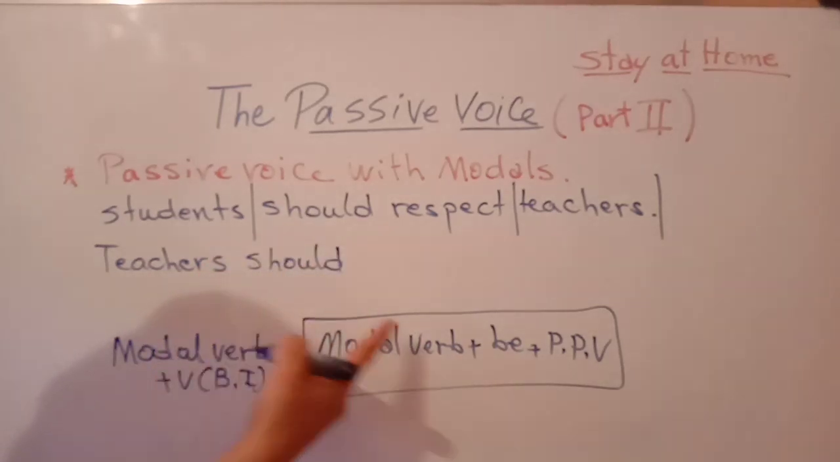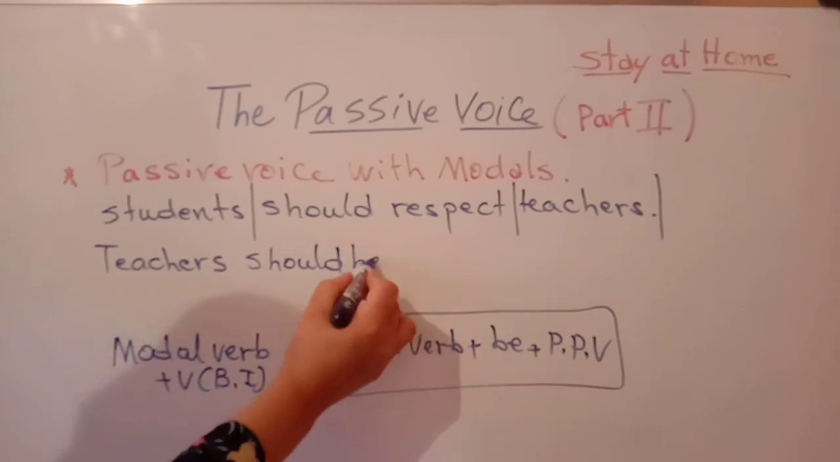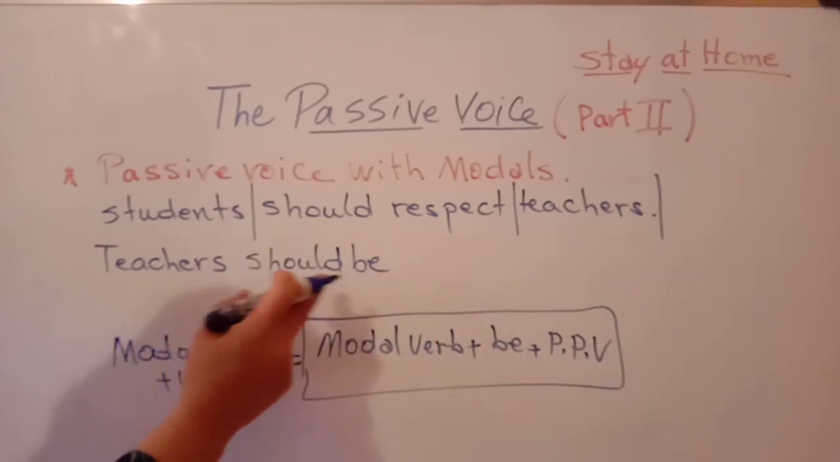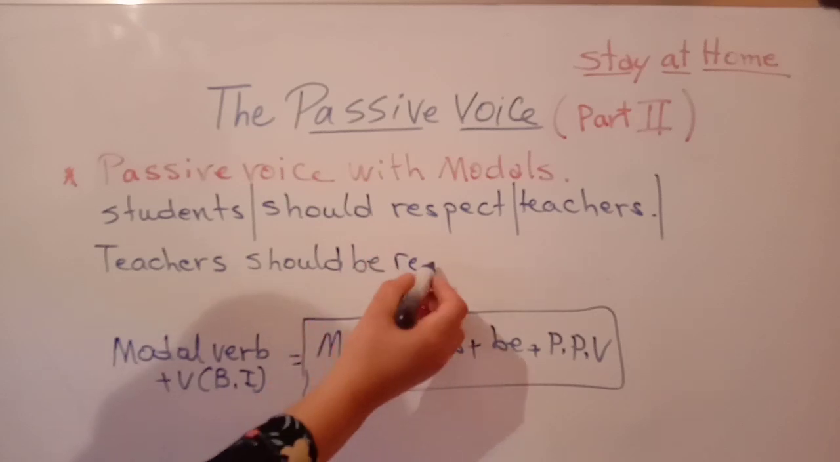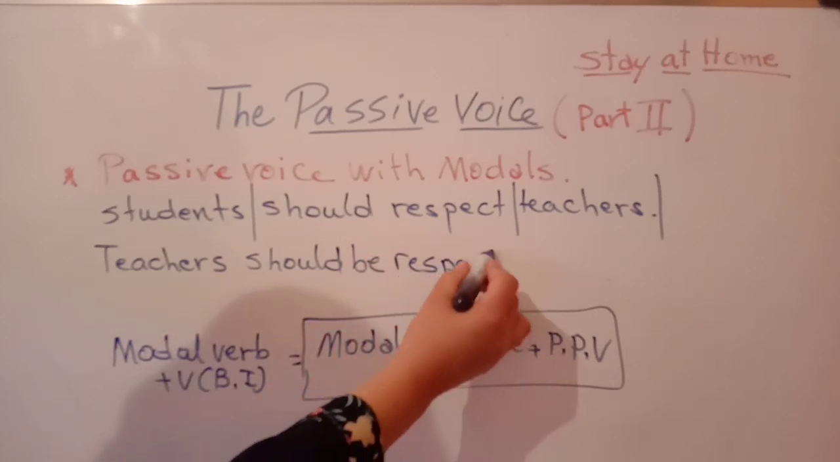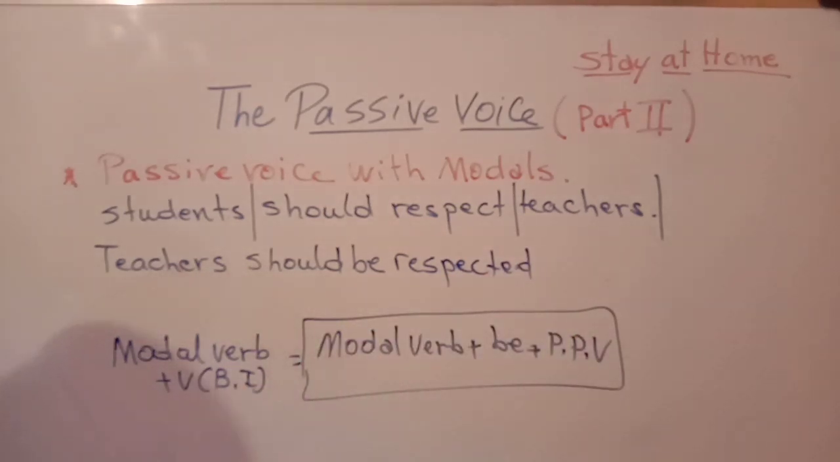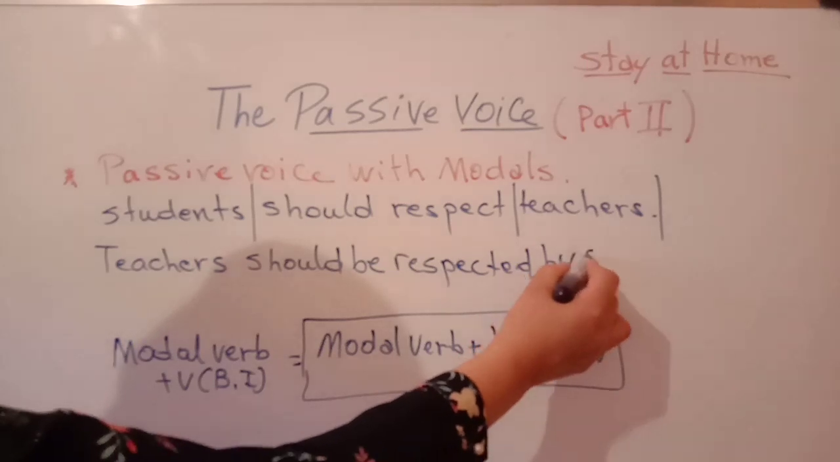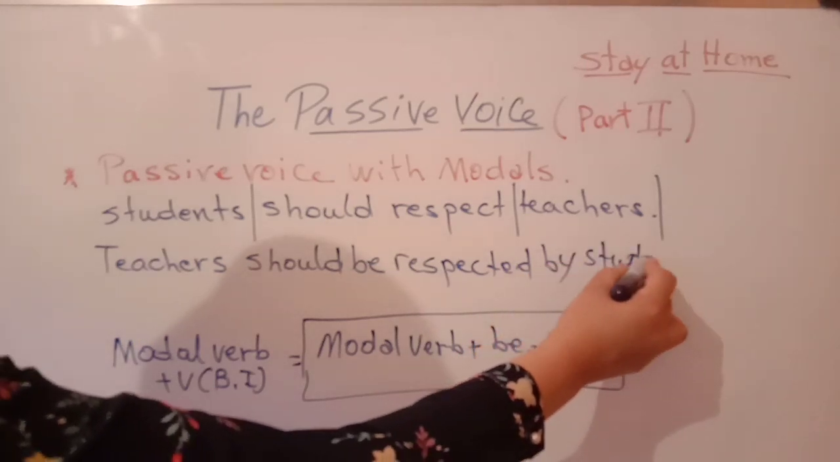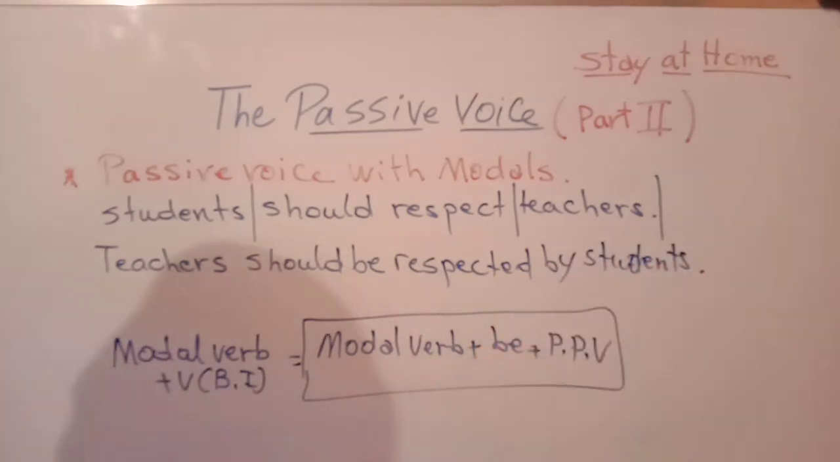Okay? Should be. Teachers should be plus past participle of the verb, which is respected because it's a regular verb plus ed. So teachers should be respected by students, since we have students as a subject. So the sentence is the following: teachers should be respected by students.